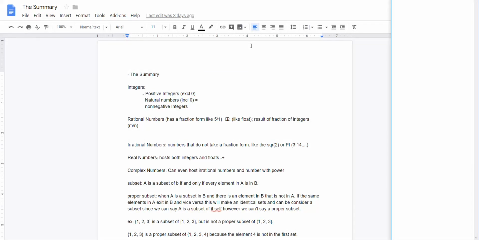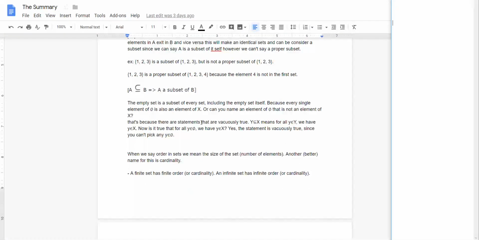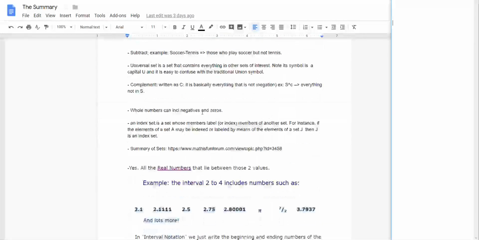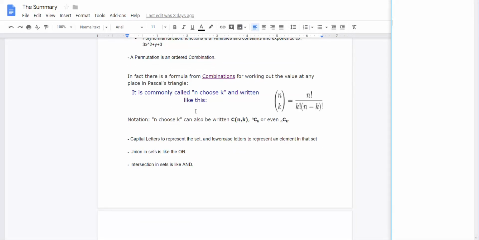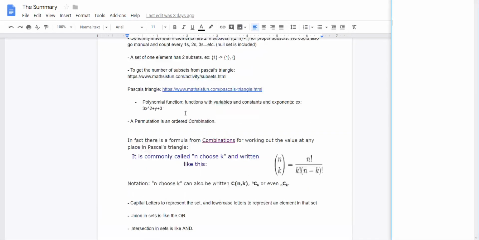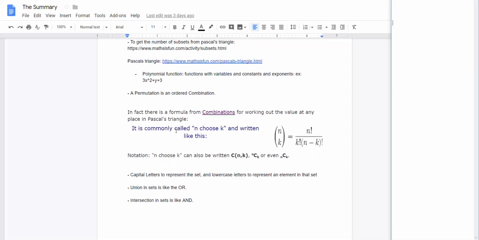So, to quickly recap what we did last time, we went through Pascal's triangle. Pascal's triangle is important if we need to know the number of combinations for a given number of elements. Say, for example, I have a set of 5 elements and I want to know the number of combinations when we take 2 elements out of the 5.